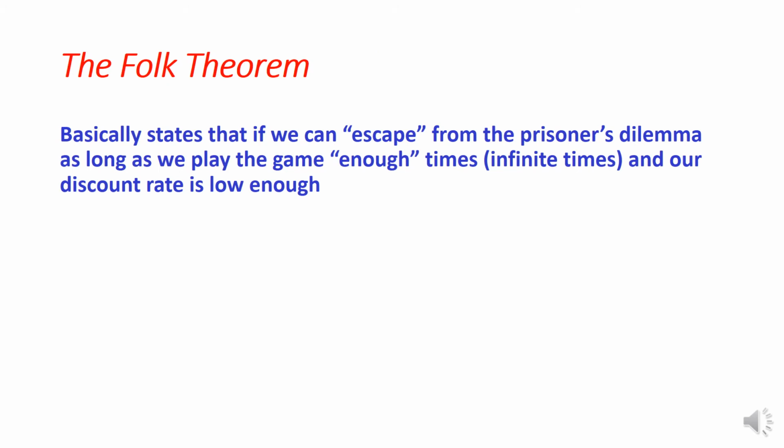So remember, the Folk theorem basically says that we can get out of the prisoner's dilemma, and it doesn't have to be a prisoner's dilemma, but it basically says that under the right conditions, we can find an equilibrium if the game is repeated enough times, and by enough we mean infinity, and our discount rate is low enough. Remember, we talked about this last class. Future money is different than money now. Future payoffs are different than the payoffs we get today.